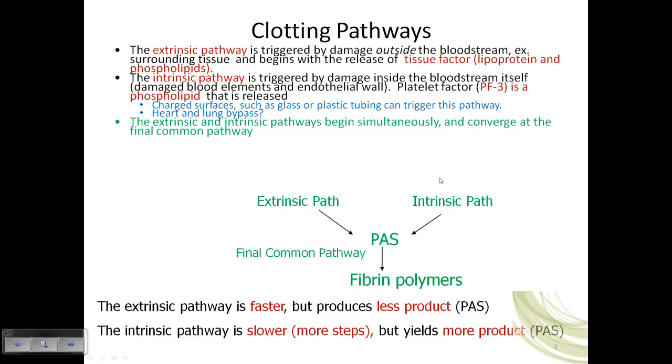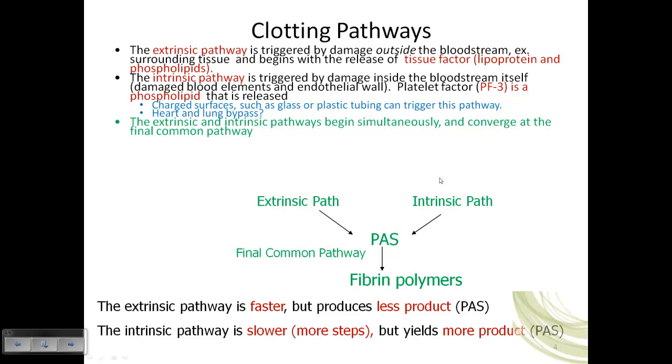The intrinsic pathway is going to be triggered by damage to the blood or blood vessel itself. Now, this is going to lead to the release of platelet factor 3. Again, it's still factor 3. It too is a phospholipid that's released from the platelet cell membrane. Now, let's continue with that idea.